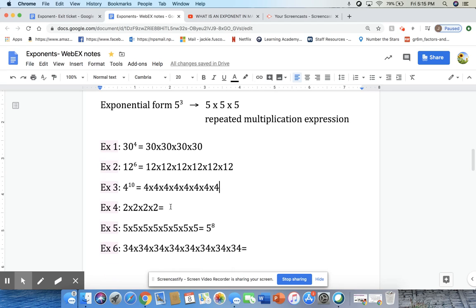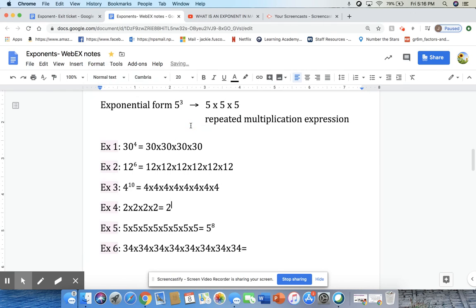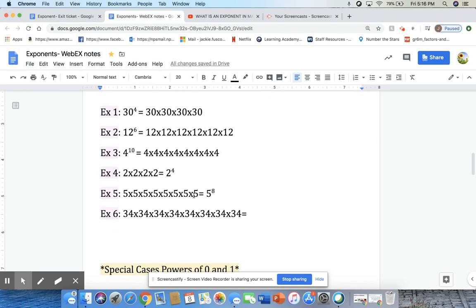Okay, now if you look, it's the opposite. Now I need to write it in exponential form. So the number that's being multiplied is 2. And how many times is 2 being multiplied? 1, 2, 3, 4 times. So I need an exponent of 4. Just like that.